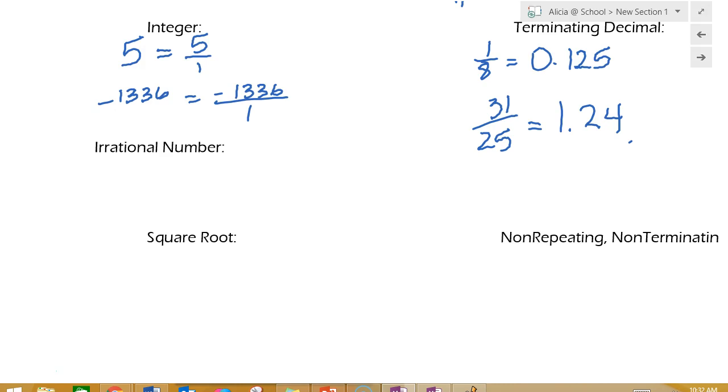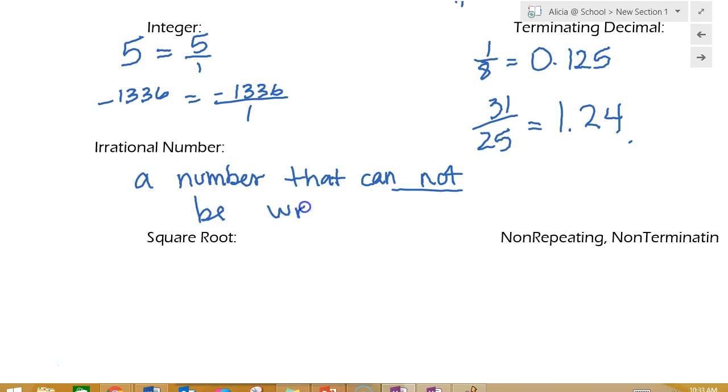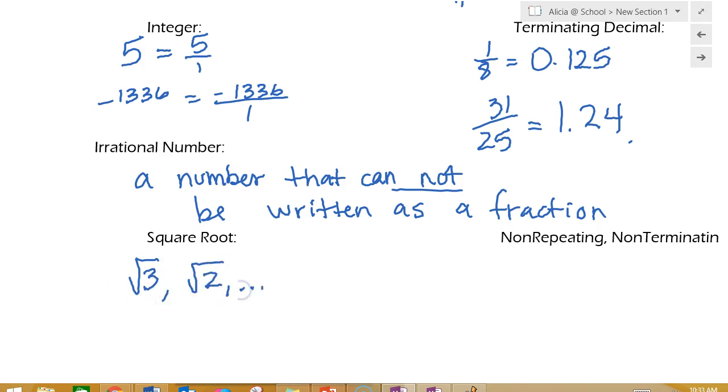Irrational numbers are the opposite. So it's going to be a number that cannot be written as a fraction. Right, so anything that cannot be written as a fraction. And some of these examples are, well, we have a square root, or any type of root. So if you have the square root of 3, or the square root of 2, and so on.